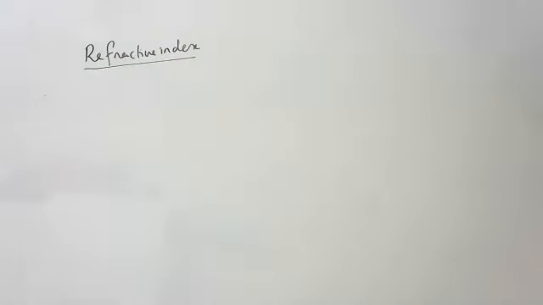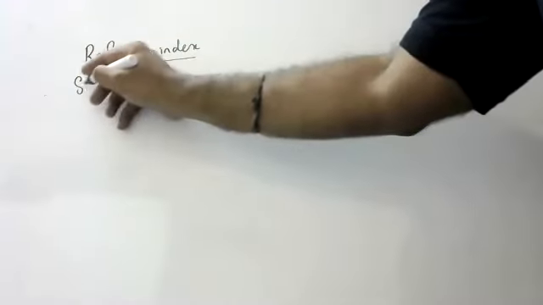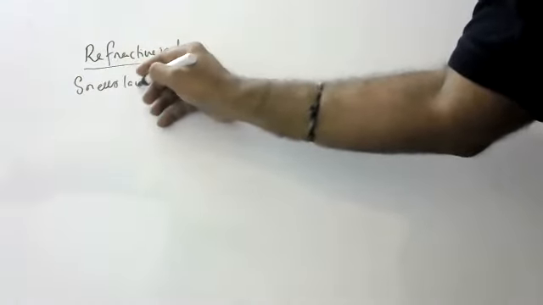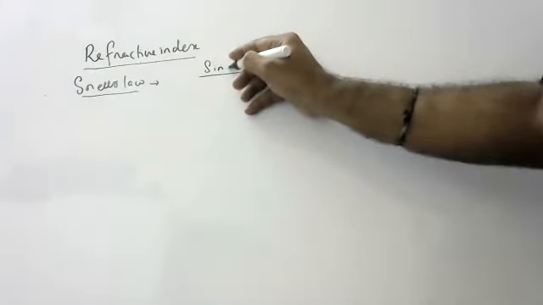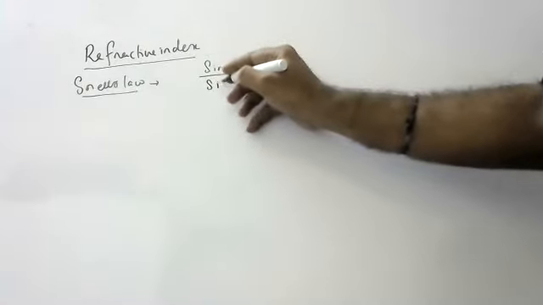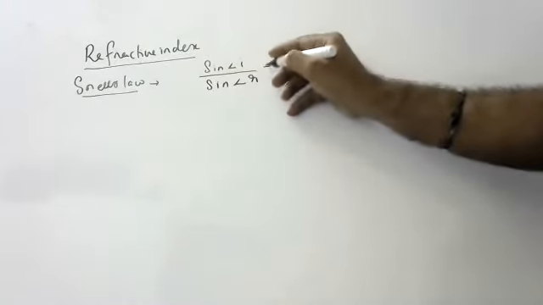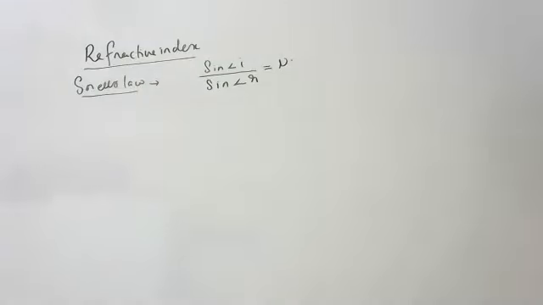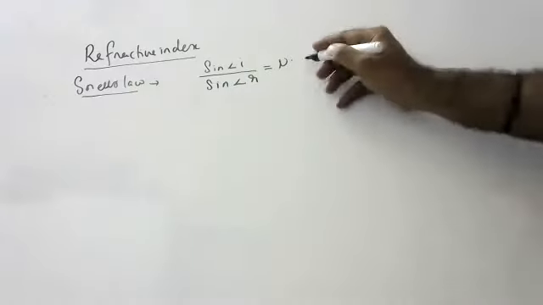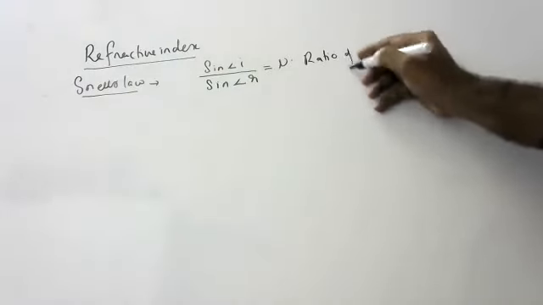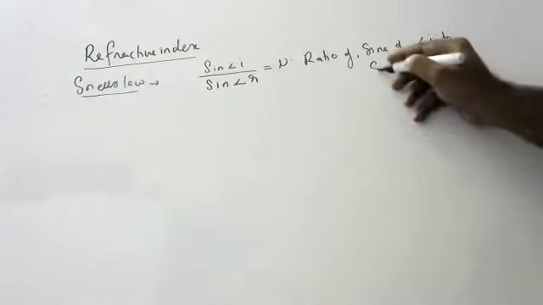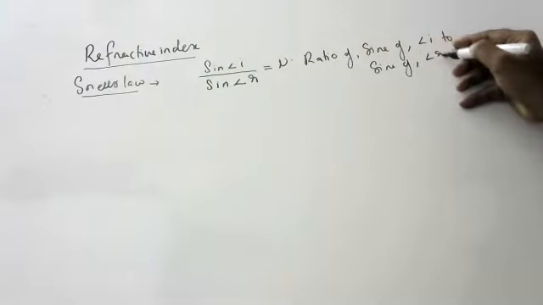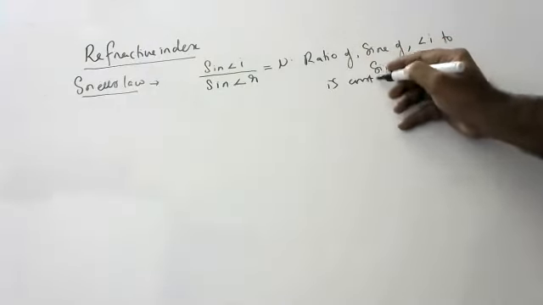If you remember, I told you the definition of refractive index in Snell's law, children. What did I say? The ratio of sine of angle of incidence to sine of angle of refraction is constant, and that constant is called refractive index. I told you already, the refractive index definition, in Snell's law. What is the definition? The ratio of sine of angle of incidence to sine of angle of refraction is constant, and that constant is called refractive index.